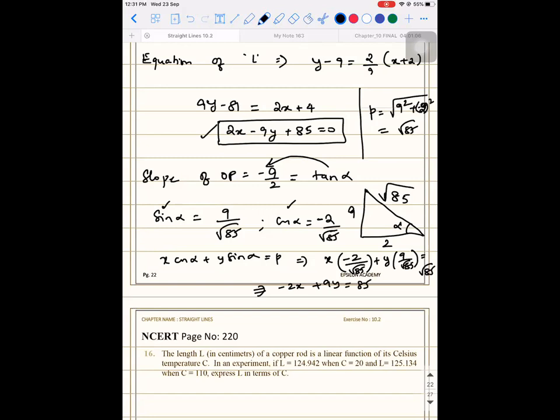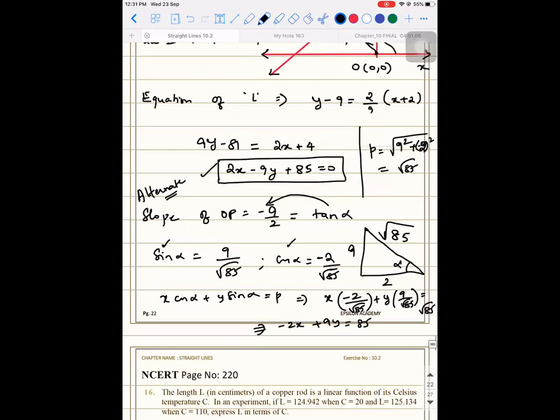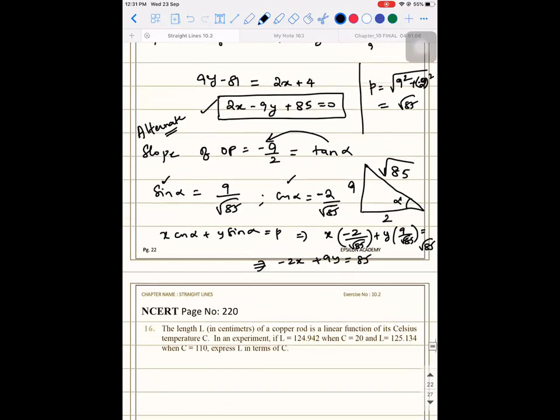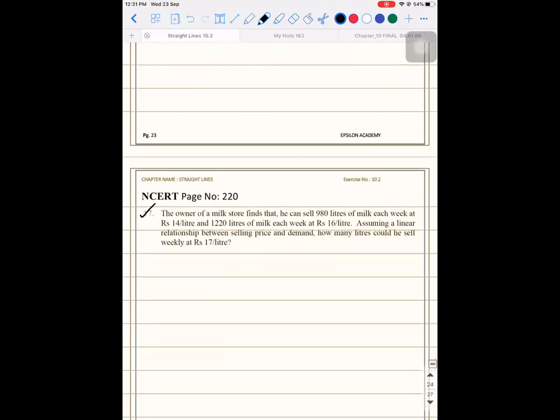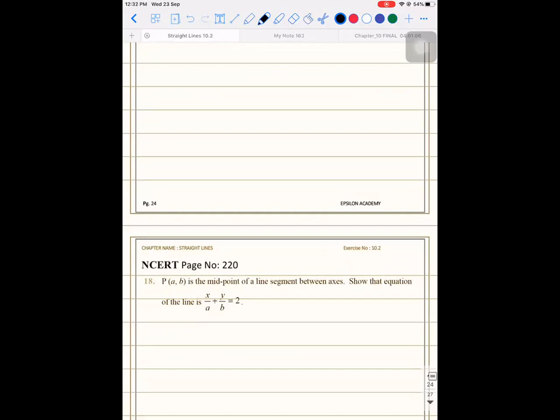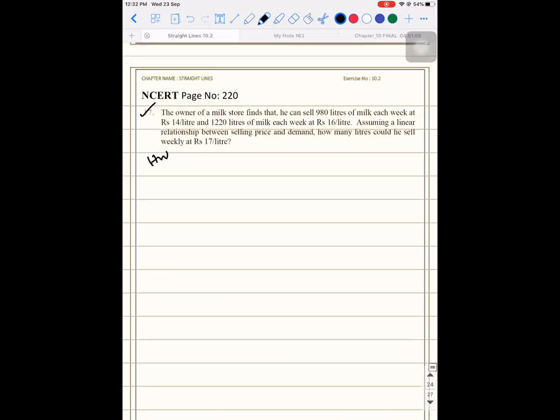Did you understand what I did? But the second method needs much more conceptual clarity. I will not suggest you do it unless you practice more. So the 16th one, do it as homework. The 17th one, I will show it.